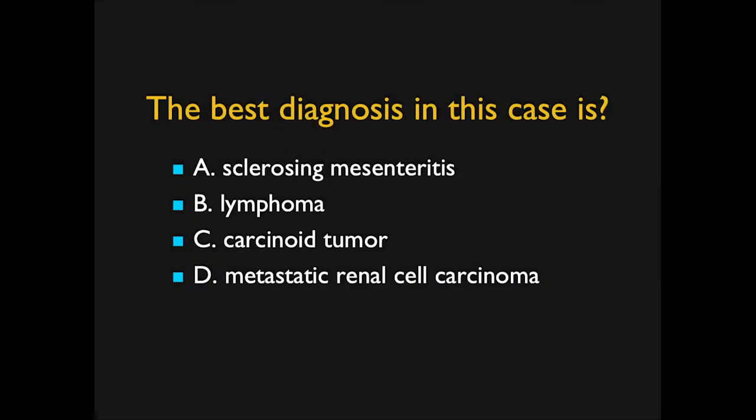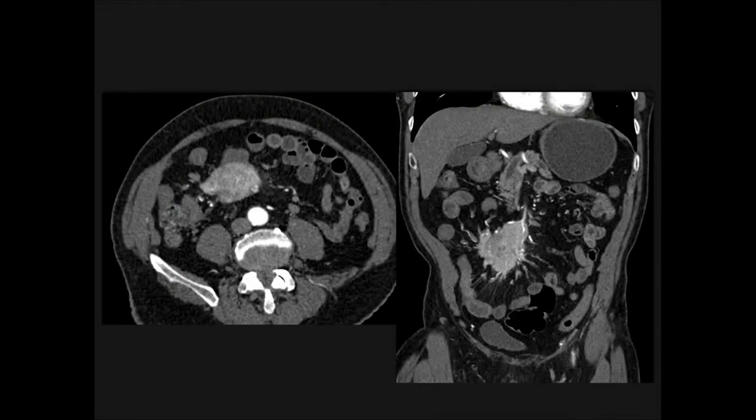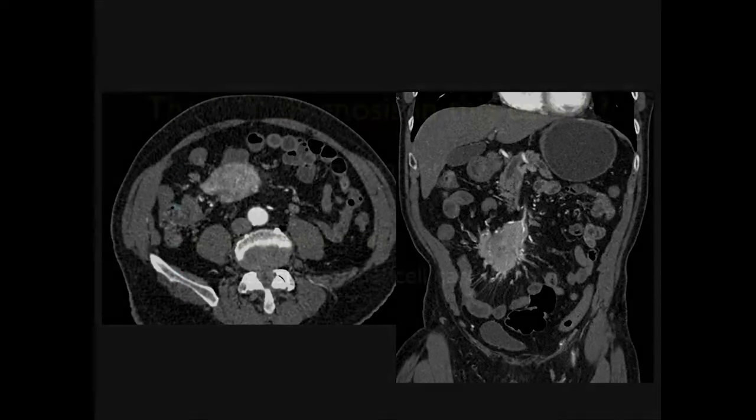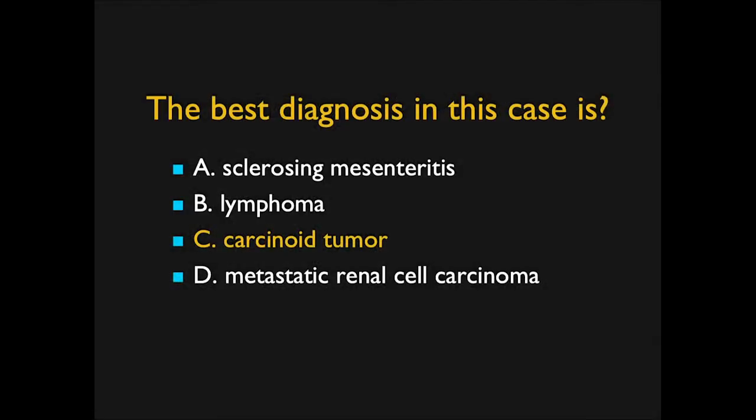The best diagnosis in this case is, well, what do we see? We see a mass in the mesentery to right of midline. The mass is hypervascular. There's desmoplastic reaction. Do I need to say anything but carcinoid tumor? Lymphoma gives mesenteric masses, but the coronals really show you the desmoplastic reaction. Sclerosing mesenteritis is a mass in the mesentery, commonly calcified, but does not have this desmoplastic reaction. So this is not sclerosing mesenteritis.